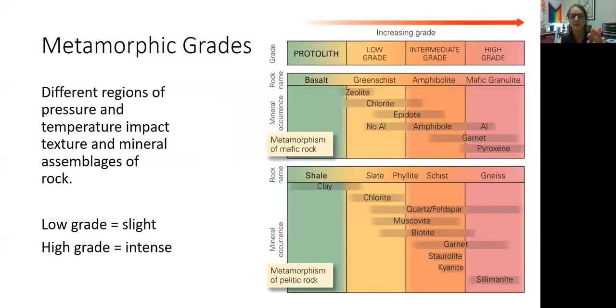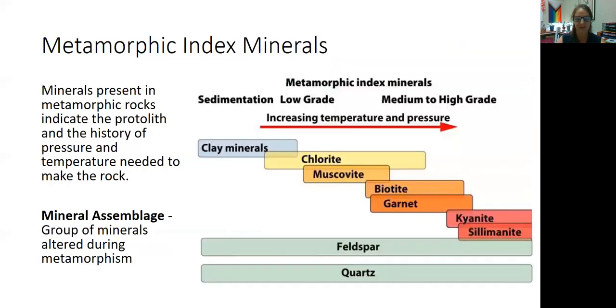And different metamorphic minerals form at different grades, right? So for example, the mineral chlorite forms at a low grade, but the mineral garnet forms at a medium to high grade. So if you see garnet in a metamorphic rock, you know that it has to be a medium to high grade metamorphic rock. If you see chlorite in a metamorphic rock, you know that it has to be a low grade metamorphic rock.